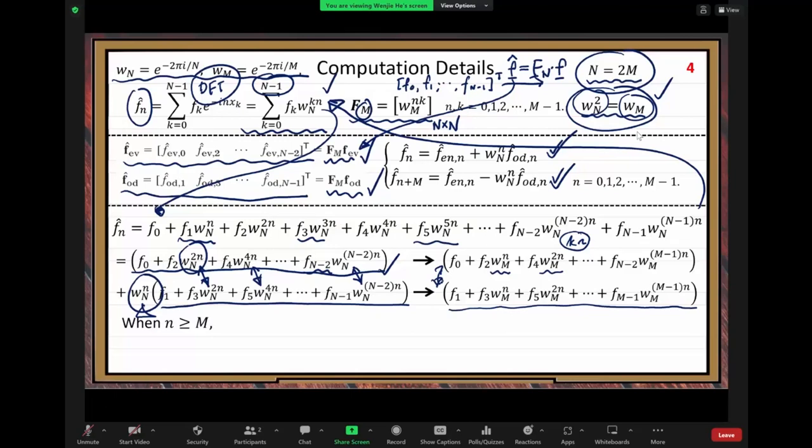Further simplify the formula. All right, so here, look at this formula. Now we want to understand this formula. To understand this formula, look at the structure, look at the subscript.